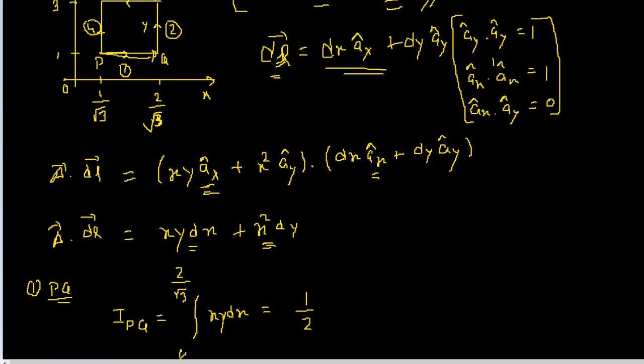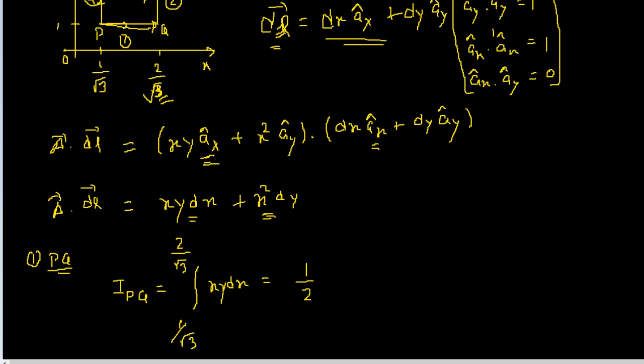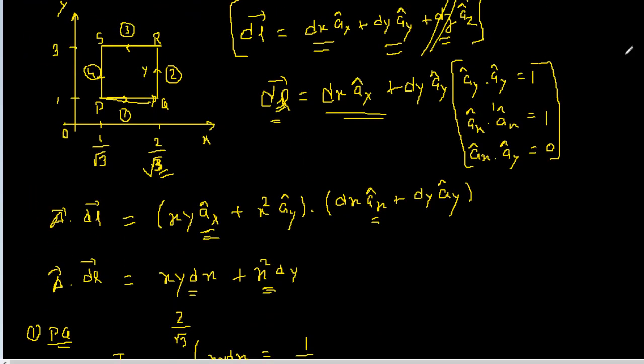So what is the value of x over here? x having the value of 2 by root 3. Okay, so we can directly put 2 by root 3 over here, 2 by root 3 whole square. Okay, now the y that we are having, we can use it like this, and the answer that comes out from this equation will be 8 by 3.